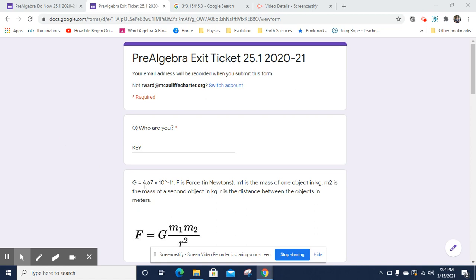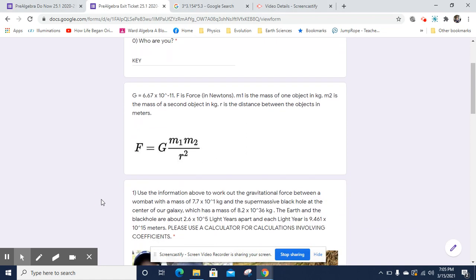And we're going to be looking at Newton's universal law of gravitation, which allows us to figure out the gravitational force between two objects, where G is 6.67 times 10 to the negative 11. That's the gravitational constant of the universe. M1 and M2 are masses of two objects, and R is the distance between the two objects. So we'll be dividing all of those factors by the square of the distance.